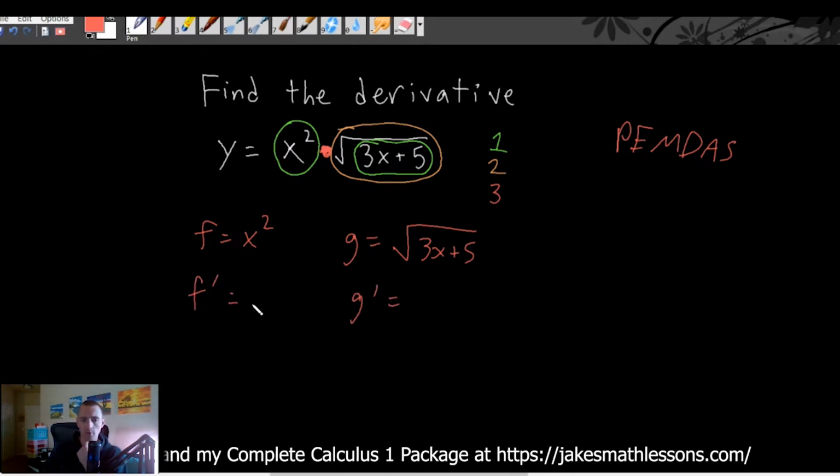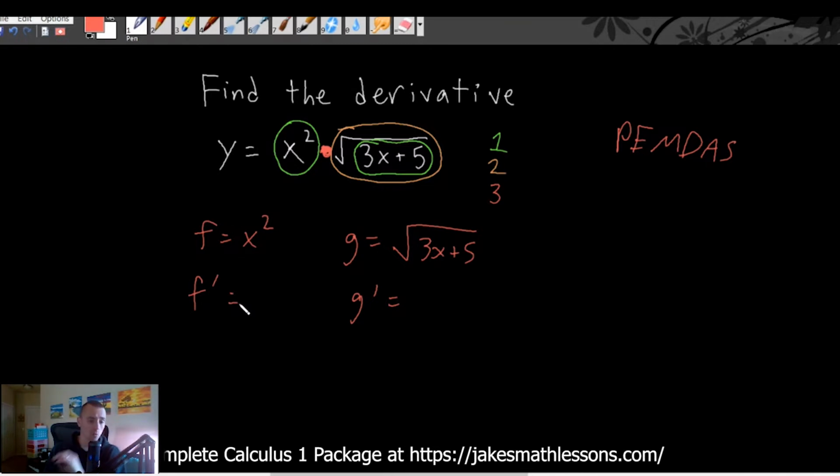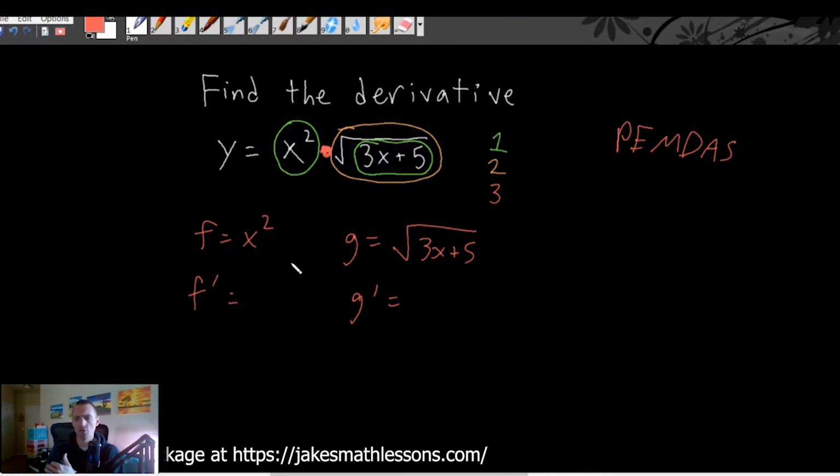So the product rule formula tells us that once we find f and g, or once we decide what f and g are, you usually don't need to really do any finding to figure out what f and g are. You just have to decide one piece of the product is going to be f, one piece of the product is going to be g. Then we need to find f prime and g prime, the derivative of each of these two things.